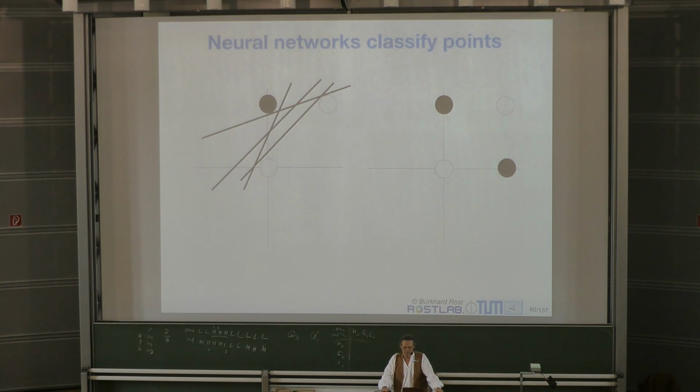Now, what about the left one? Oh, sorry, the right one. How can you classify those with a line?